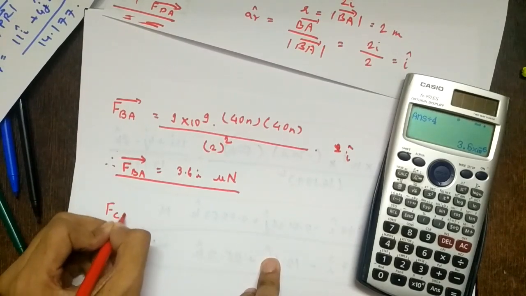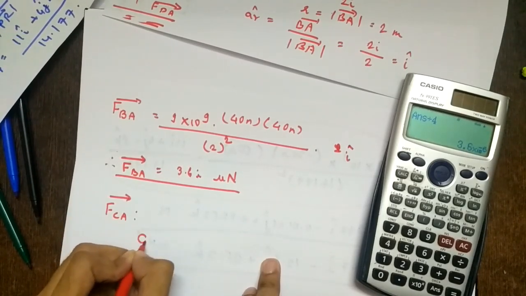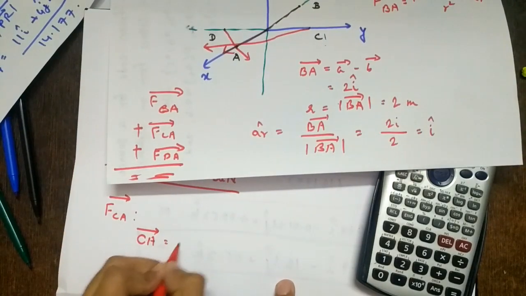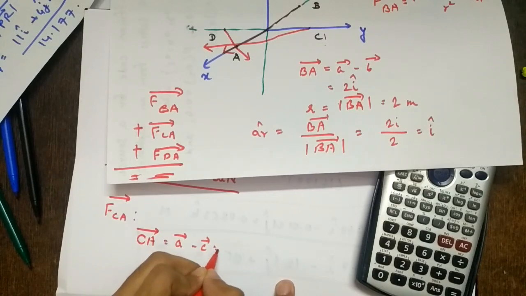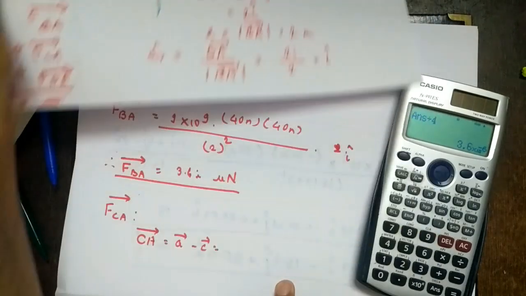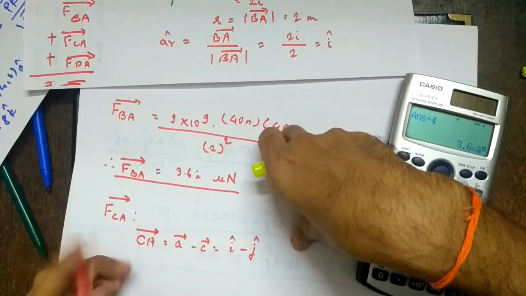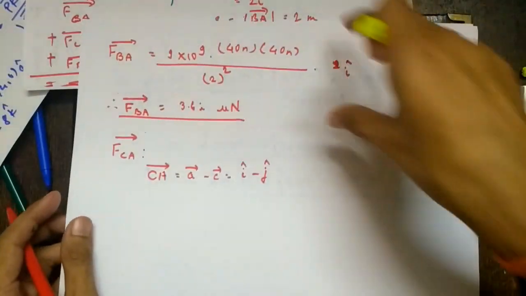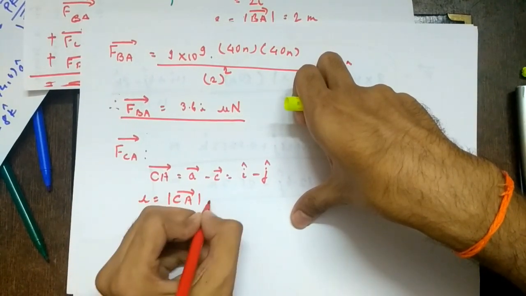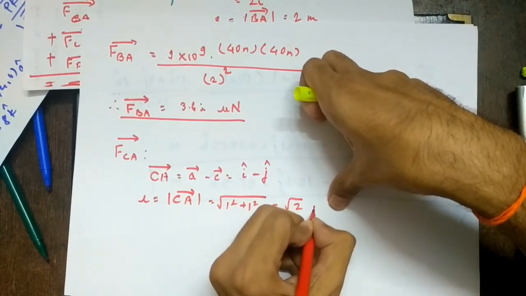Similarly, what you have to find? FCA vector. Right? So for that we will require what? CA vector. What is CA vector? A vector minus C vector. So A is I, C is J. So what will be A minus C? I cap minus J cap. If you are confused, you can just solve this. You will get it. It is simple, so I will not do it. So R will be what? Magnitude of CA vector. So it will be square root of 1 square plus 1 square. So square root of 2 meters.